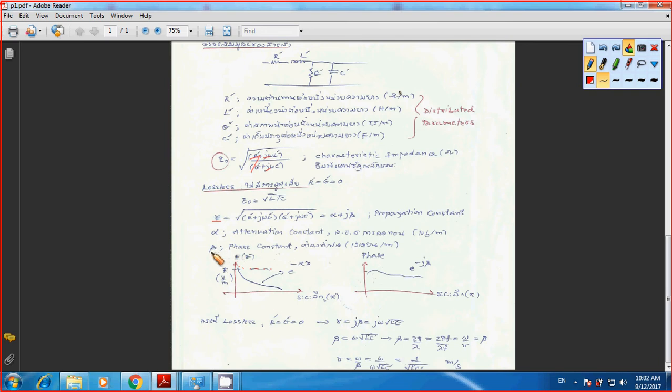And beta is the phase constant, with the unit of radian per meter. That means when your signals get deep into materials, your phase will change. Same as the Z0, for the case of lossless transmission line, R equal to 0, G equal to 0, and that gives you gamma equal to J omega square root of LC. And thus gives you beta equal to omega square root of LC.